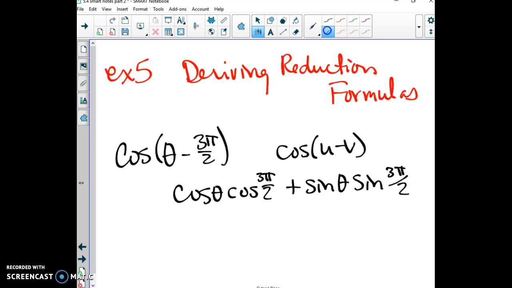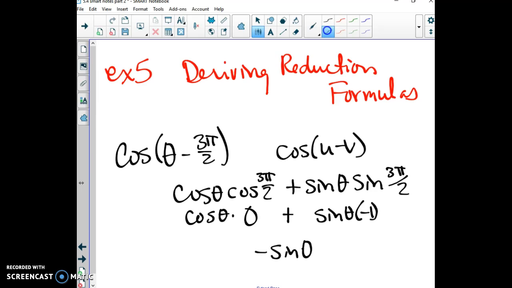We're just using our difference formula. Cosine of theta, cosine of 3 pi halves, we get a 0 here. 0 times cosine of theta. And on the other side we get sine of theta. Sine of 3 pi halves is negative 1. And we end up with the negative sine of theta.